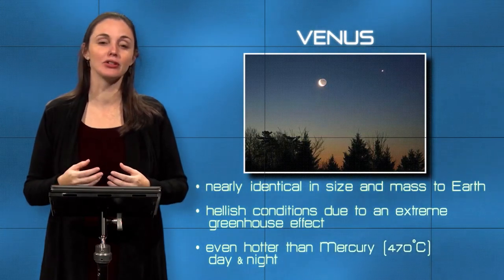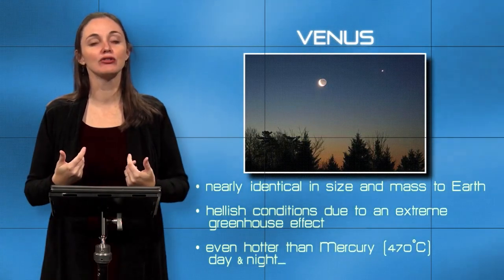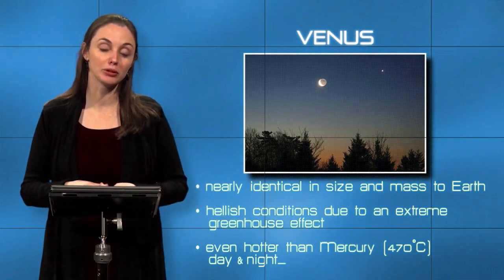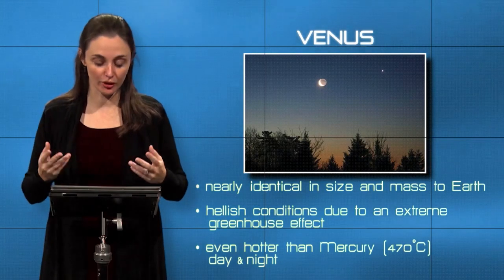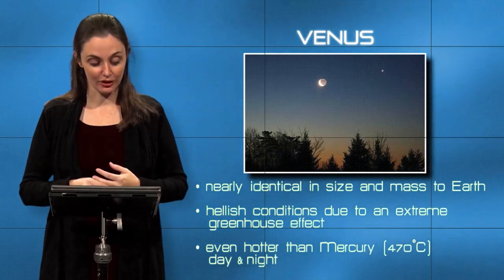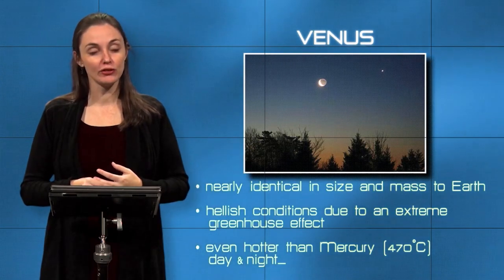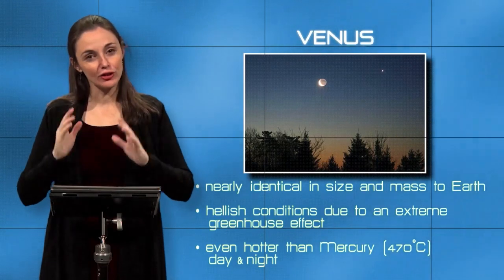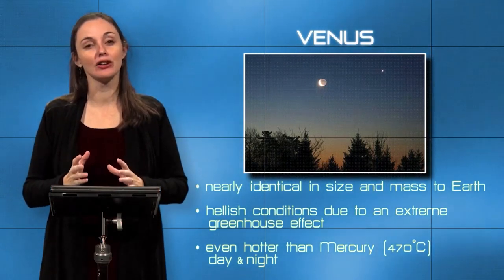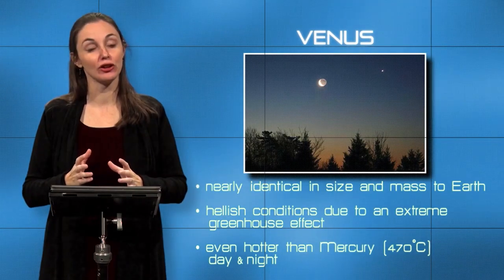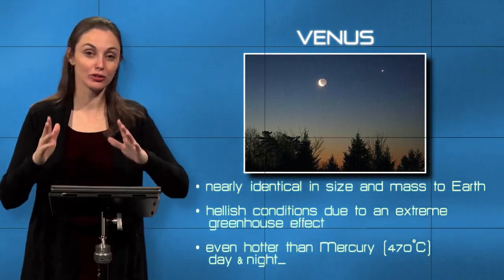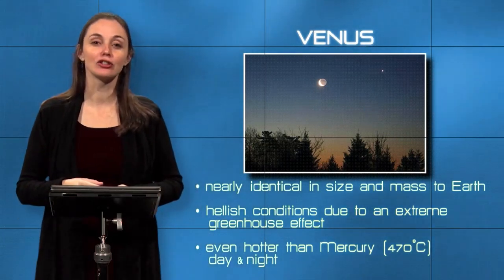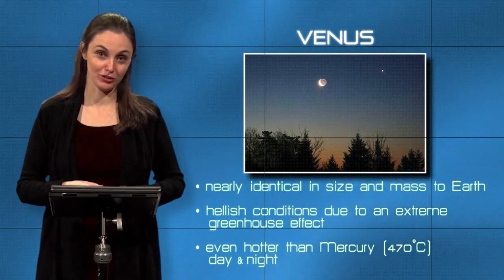It's very easy to make that mistake because what we're seeing when we look at Venus is reflected light from the sun. And having that object be so close to us makes it possibly more visible than stars that are producing their own light. So it's similar in size and mass to Earth, but the surface conditions are terrible. In fact, the hottest surface conditions on any planet in our solar system are not actually on the closest planet to the sun like you would expect. You would expect that to be on Mercury, being parked right next to the sun. The hottest surface conditions are actually on Venus, the second planet from the sun.